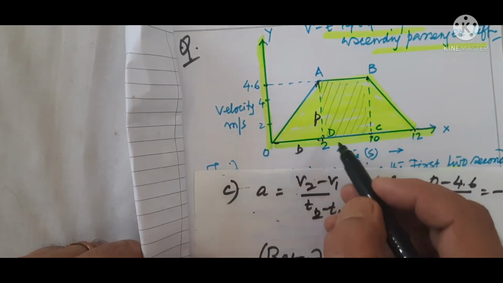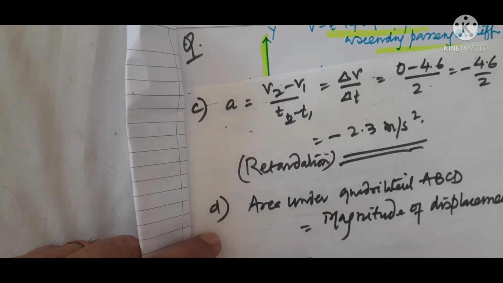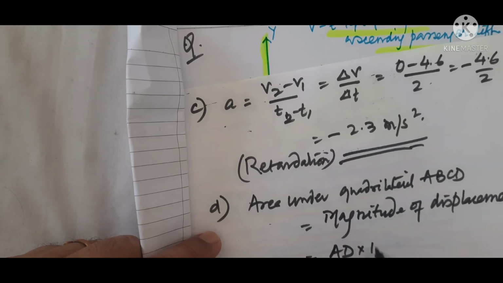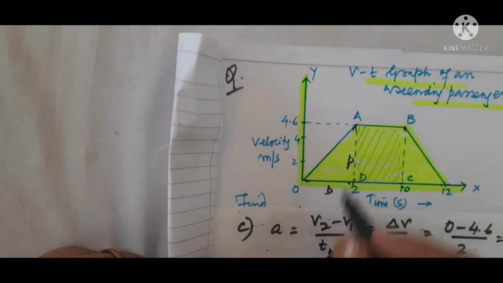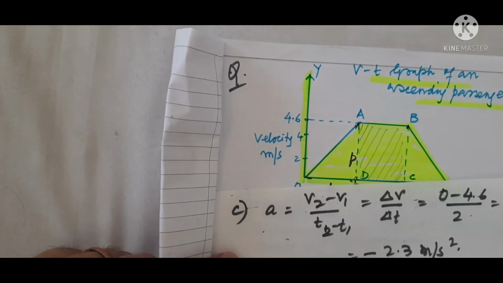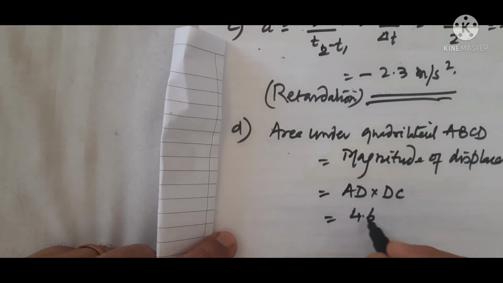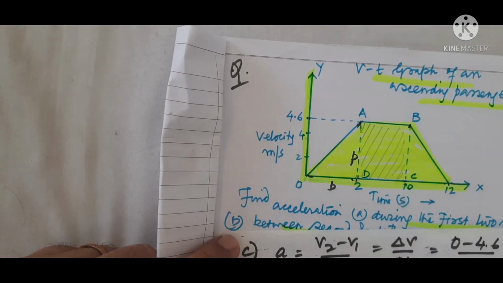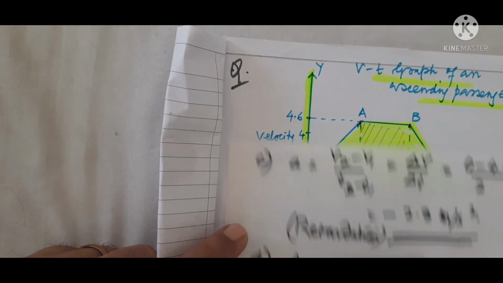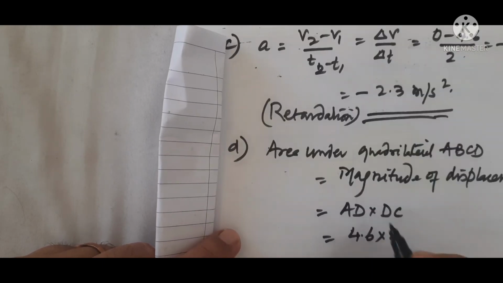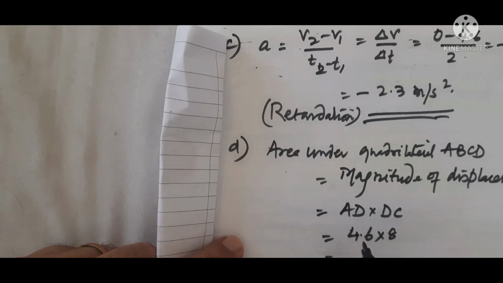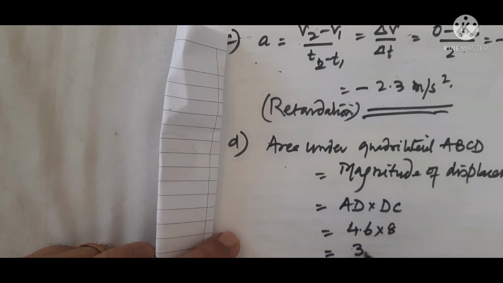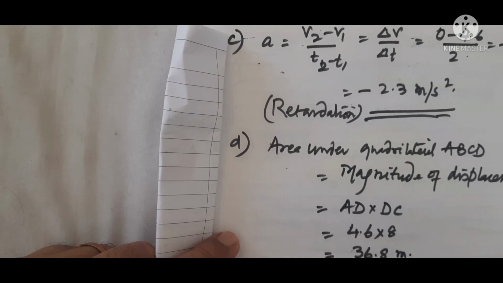So we can write it as AD into DC. AD is how much? 4.6. 4.6 into DC. DC is your 10 minus 2, that is 8. So if you multiply, you will get 36.8 meter. That is your answer. 36.8 meter, that is your answer.